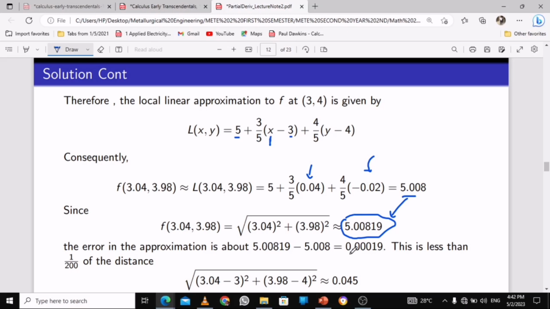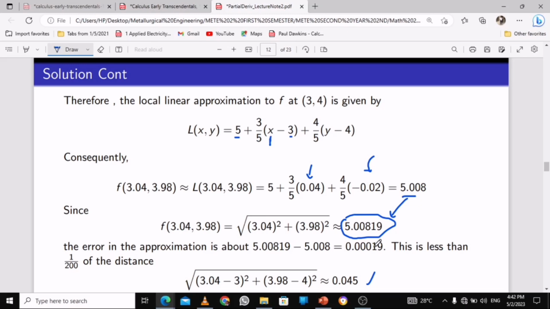So you can also find the distance. You know that the distance is what? The square root of change in x squared plus change in y squared. In this case, change in x is x minus x naught, sorry, and change in y is y minus y naught. This will be the distance, right? That's why they say that the error in the approximation that you had is less than 1 over 200 of the distance.